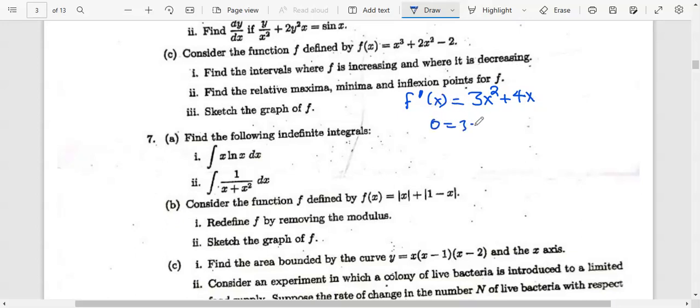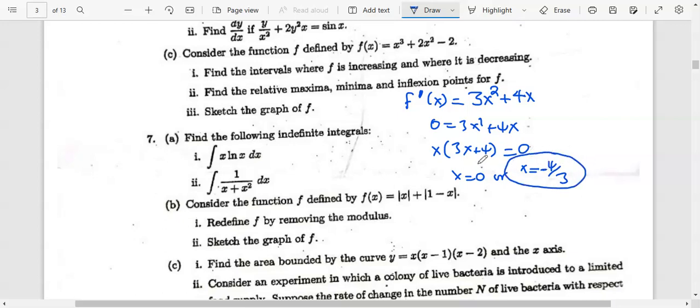So equate the derivative to 0. 0 is equal to 3x squared plus 4x. Factorize out x to be x, open brackets, 3x plus 4 is equal to 0. Equate them to 0, so x is equal to 0, or x is equal to negative 4 over 3. So these are the turning points of this function. But I want where the function is increasing and where the function is reducing or decreasing.